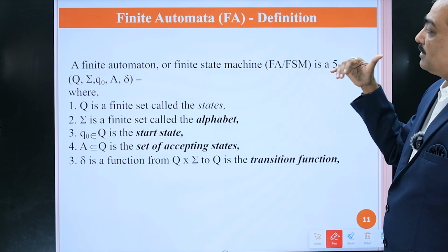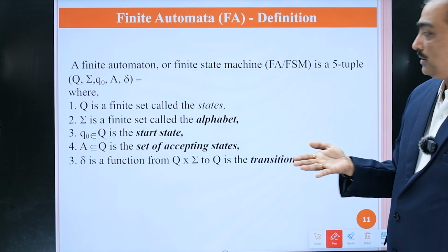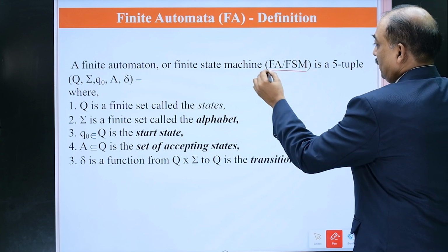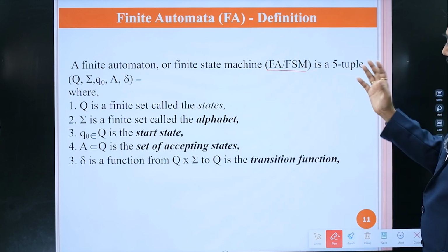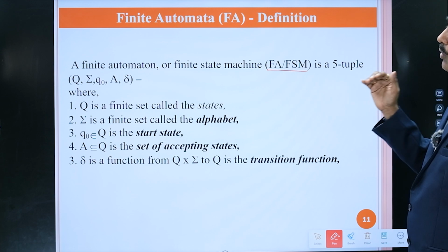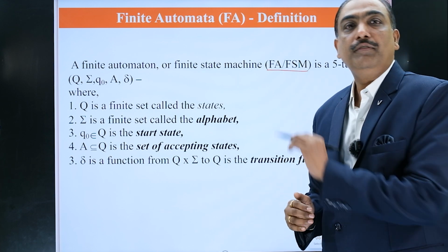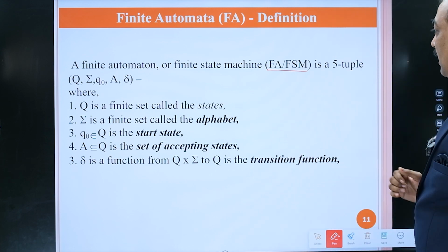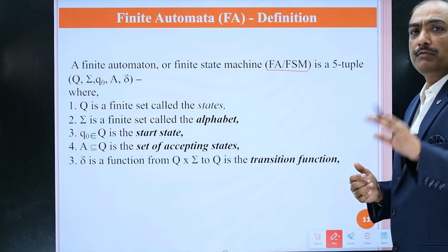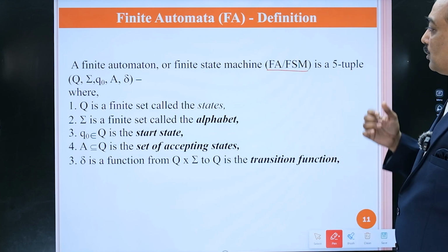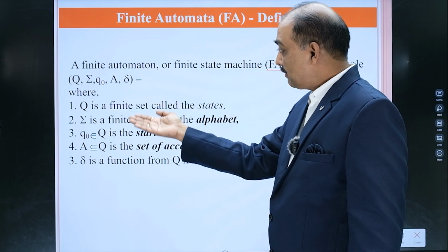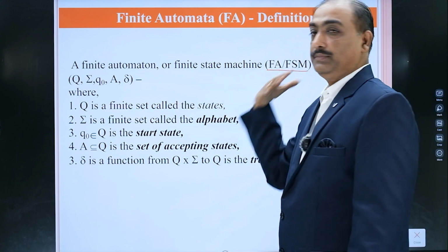This finite automata is also called a finite state machine. FA or FSM, both these terminologies are the same. Now let's have a look at the formal definition of this finite automata. It is a 5-tuple. It has 5 elements. What are those 5 elements? Q, sigma, Q0, A and delta.